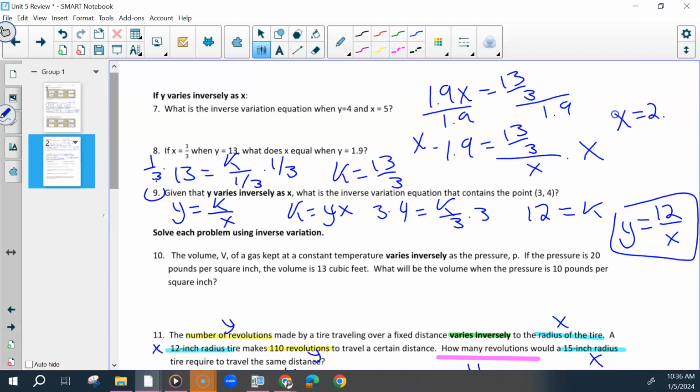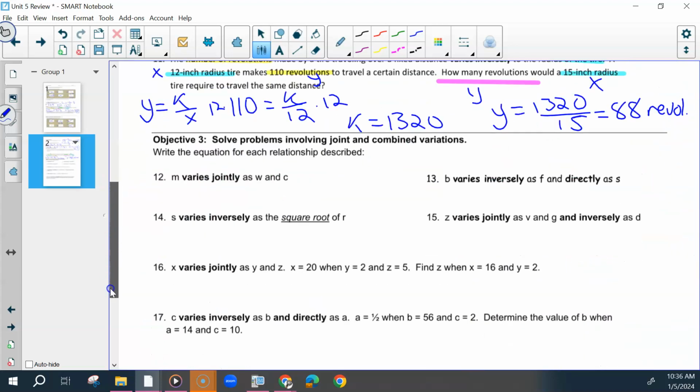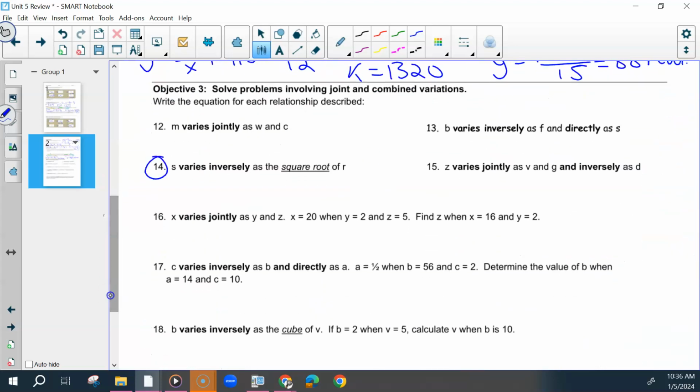Questions on that one? Objective 3, what questions do you have there? 14. Any others in that section? Let's start there. If we have more, depending on time, we'll do those.